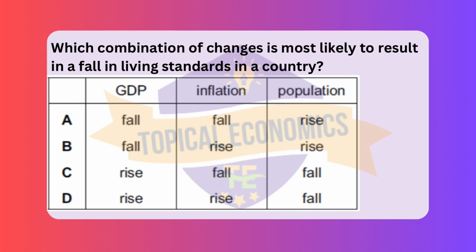Thus, a fall in GDP, a rise in inflation, and a rise in population are likely to combine to reduce living standards, as each factor negatively impacts people's ability to access goods, services, and overall well-being.